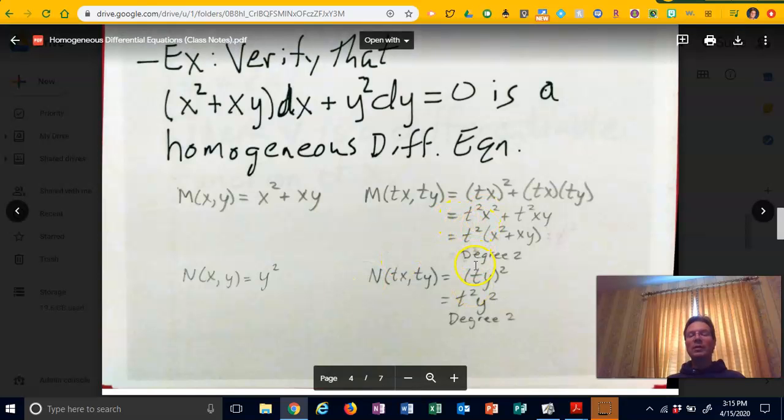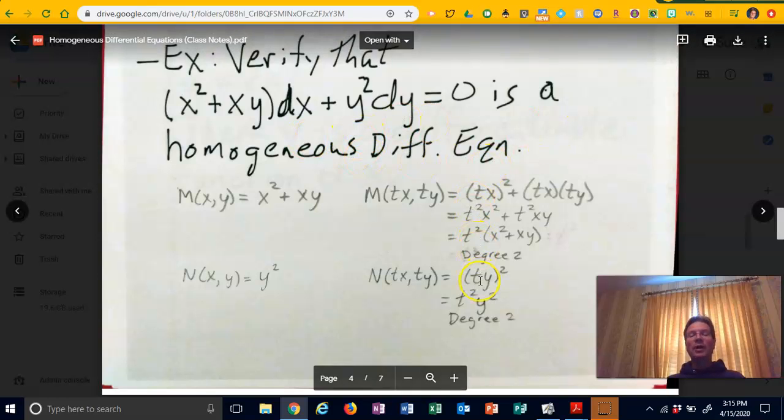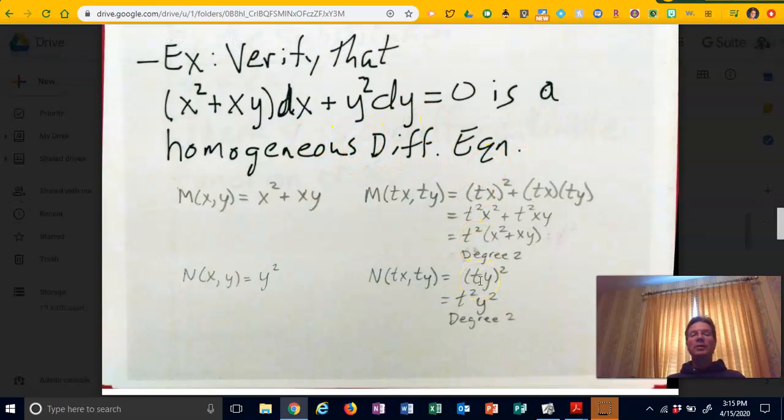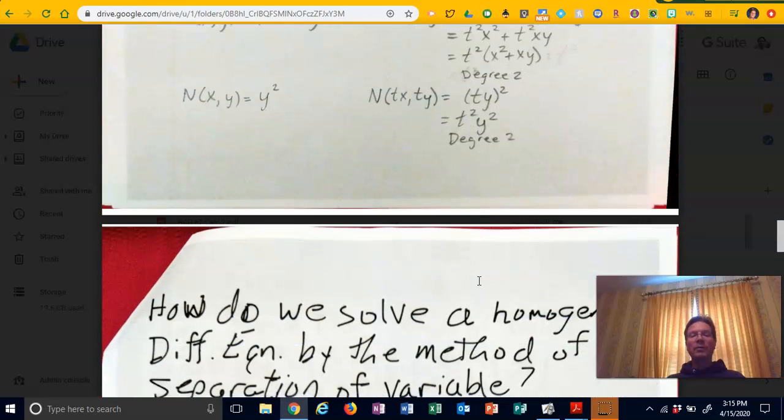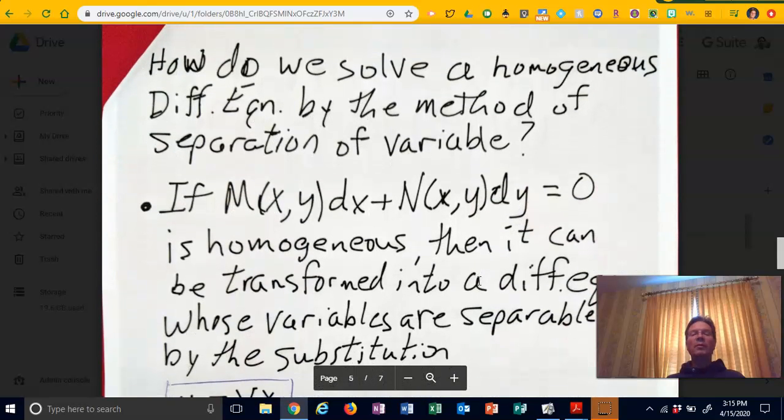So since the degrees of the homogeneous function parts of the entire differential equation match up, it is homogeneous. It is a homogeneous differential equation of degree 2. All right? So, how do we solve a homogeneous differential equation? Okay, how do we get the original y, which is a solution to that?